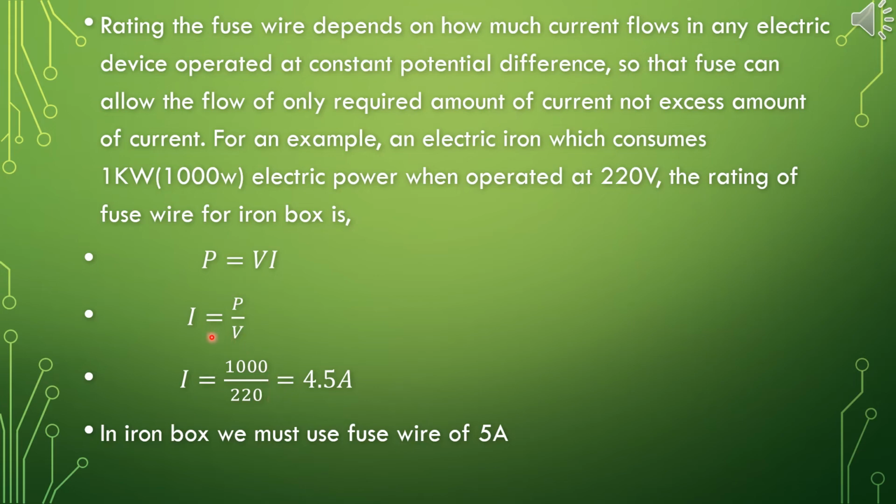So when you calculate I is equal to P by V, nothing but 1000 by 220, you get the value 4.5 amp. So the iron box must use a fuse wire of 5 amp rating, and in case more than 5 amp current is flowing in the iron box, the fuse melts and the box will be saved.